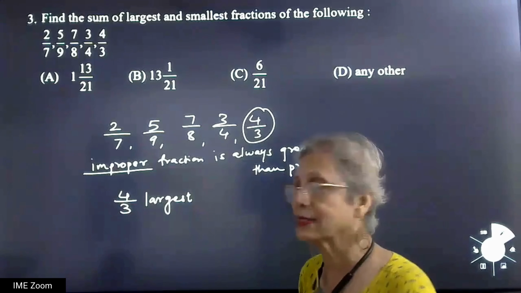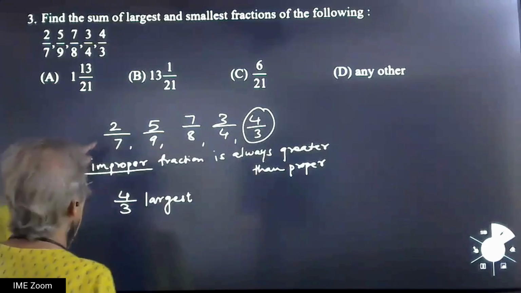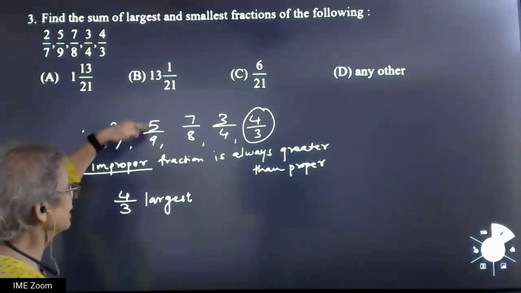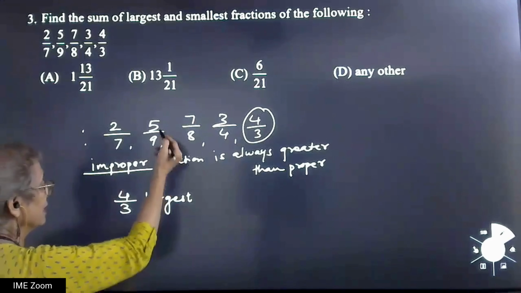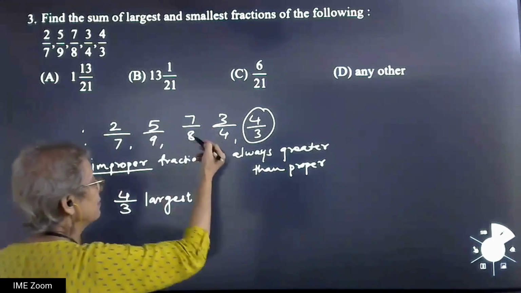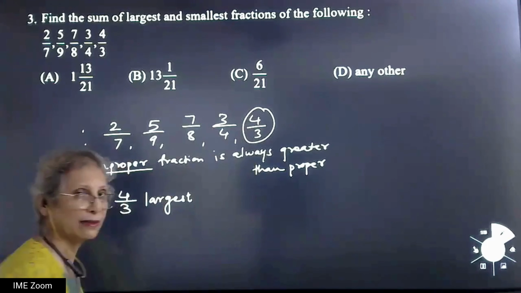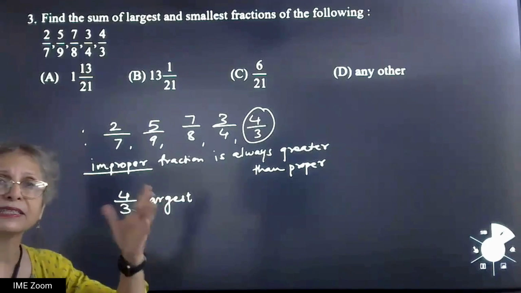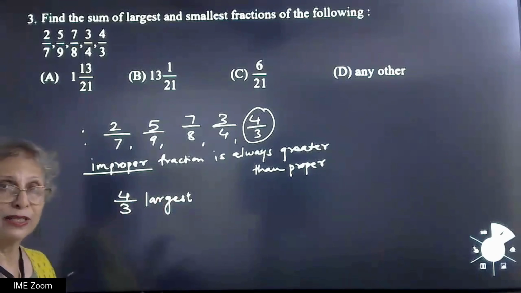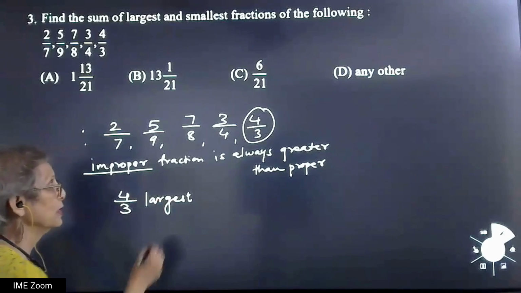So there is another method you can go for, which is to find the difference of numerator and denominator. Here the difference is 5. Here the difference is 4. Here the difference is 1. And here it is also 1. Right? So if the difference is smaller, that number becomes larger. Or you can do cross multiplication also.